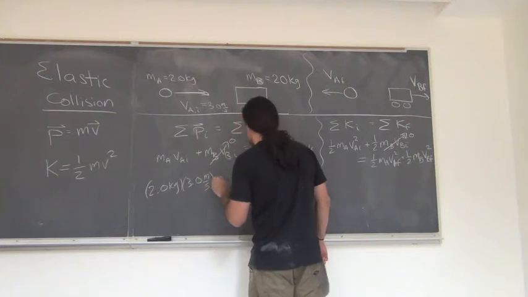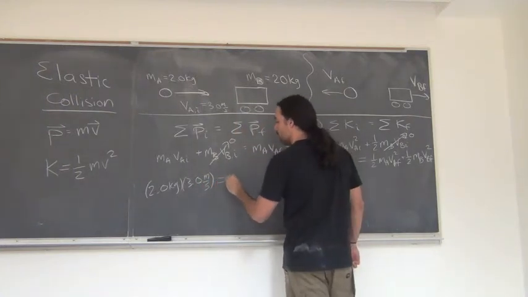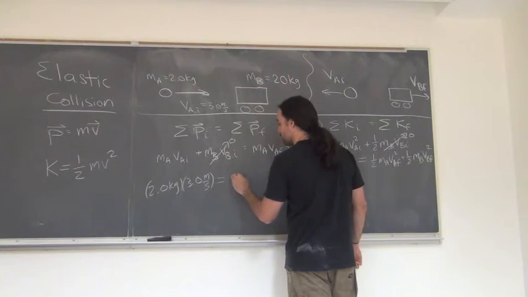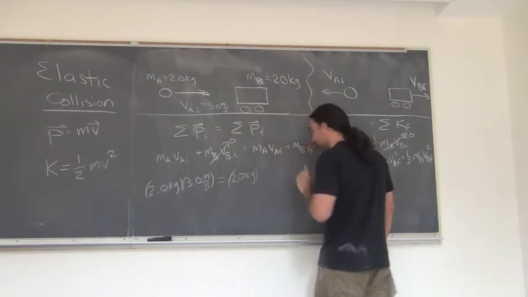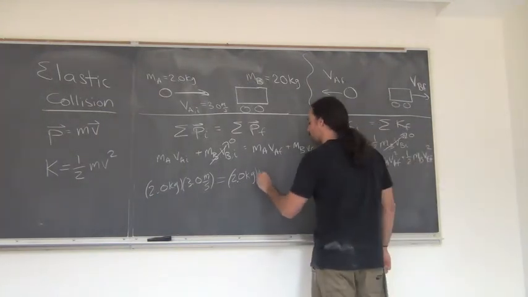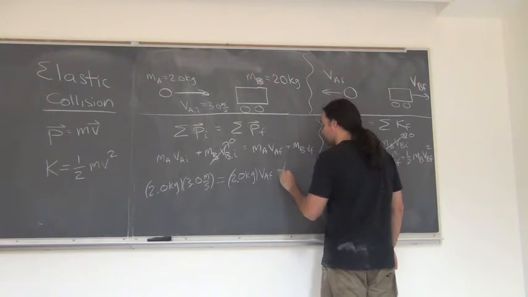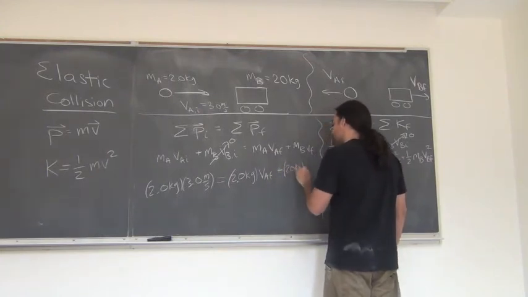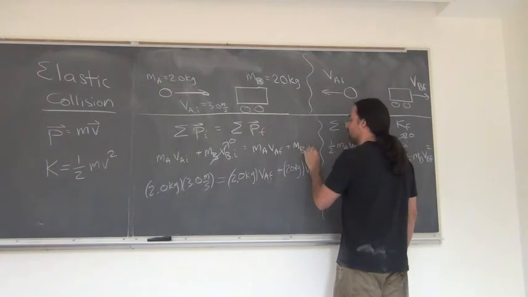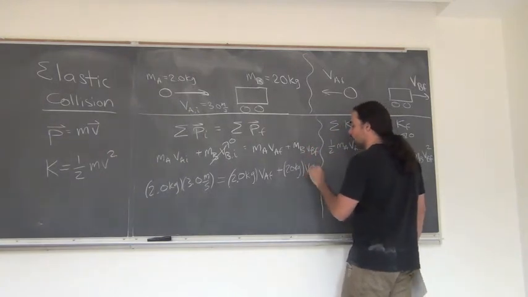Easy enough to do. This has to equal, again, 2 kilograms times the final velocity of A, plus 20 kilograms times the final velocity of B. This should be the final velocity for B.